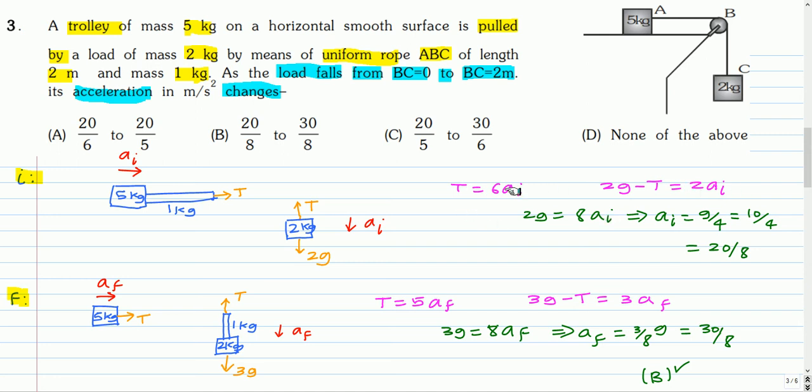So adding these two, the tension will cancel and we get ai as g by 4, which is 10 by 4, which is same as 20 by 8.